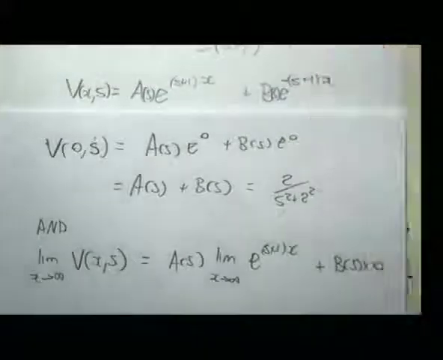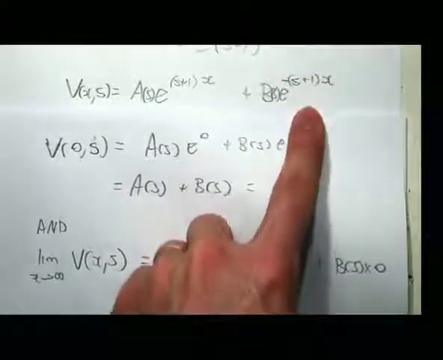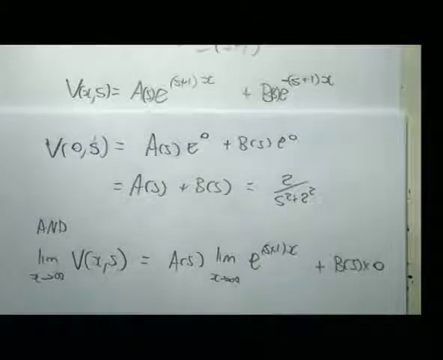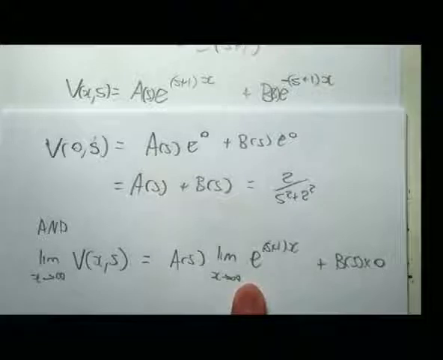Okay, so when x goes to infinity, this one will go to 0, because it's minus s plus 1 times x, and s is positive anyway. That's the idea: we know that s is positive in the Laplace transform. So that's e to a negative number, and e to negative infinity is 0, and so that's where this 0 here comes from. And then this doesn't exist, that limit there.